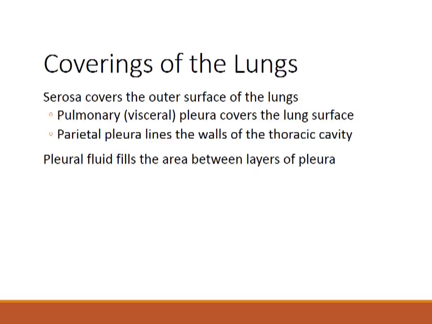Coverings of the lungs. The lungs are covered by what we call serosa. The serosa covers the outer surface of the lungs. We have the pulmonary pleura that sits directly on the lung surface, and then we have the parietal pleura, which lines the walls of the thoracic cavity. In between the pulmonary pleura and the parietal pleura, we have pleural fluid, which fills that area and helps to cushion it. If you've ever heard of the term pleurisy, pleurisy is when there's inflammation in between these two linings.